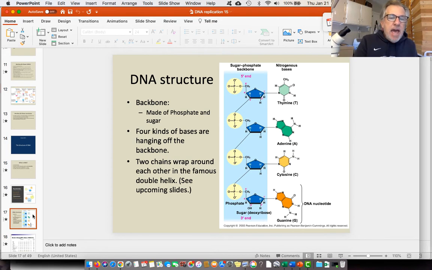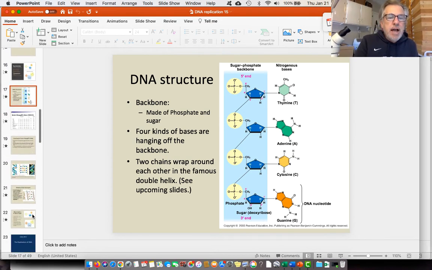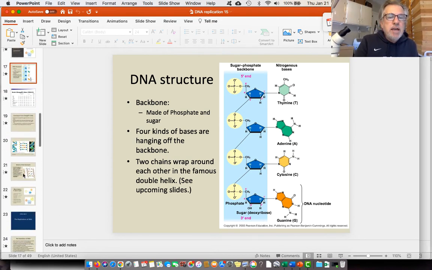Now, in DNA, the nucleotides are strung together into a chain, and these chains are then wrapped around each other in the famous double helix. But first I want to look at that chain. The backbone of the DNA is composed of this chain made of sugars and phosphates, and it's important that you look at this and see how this is done.